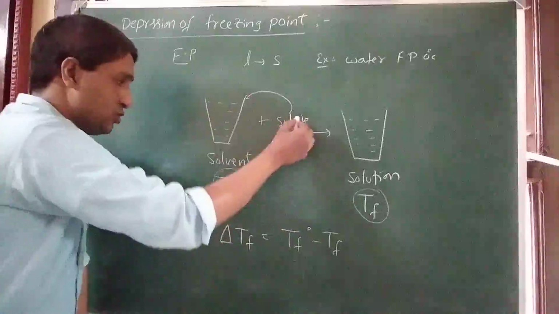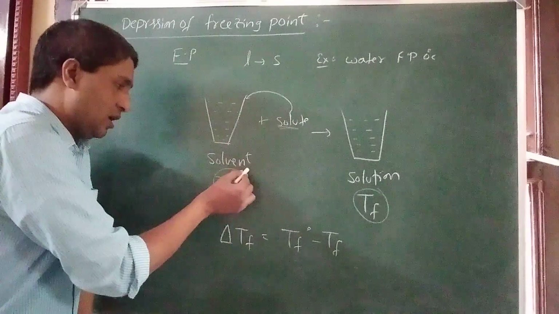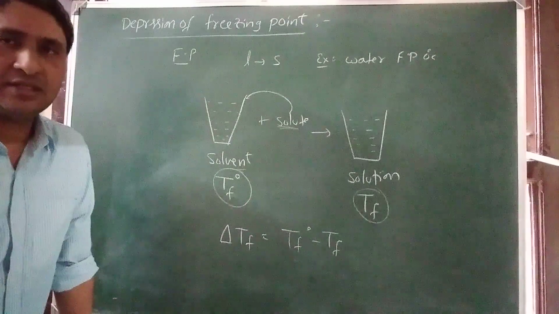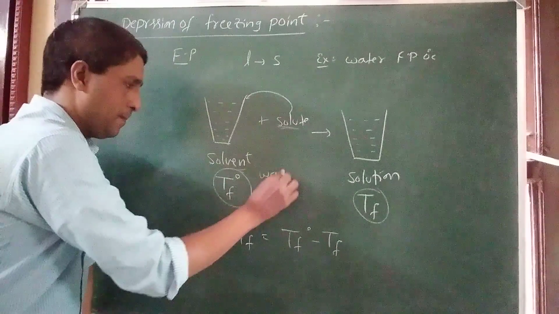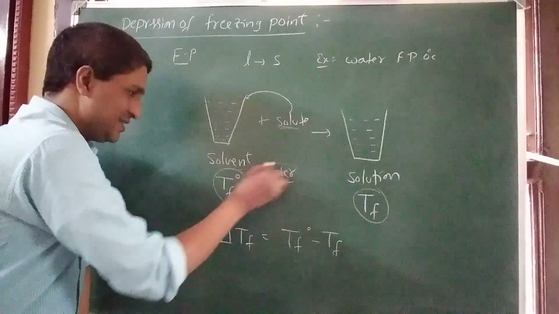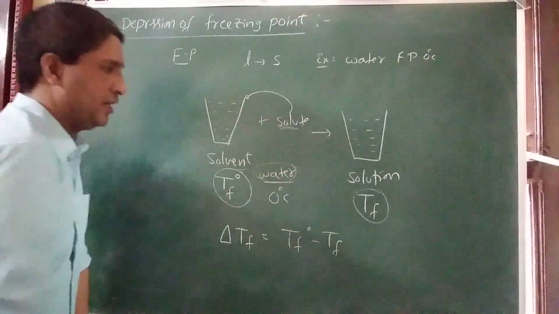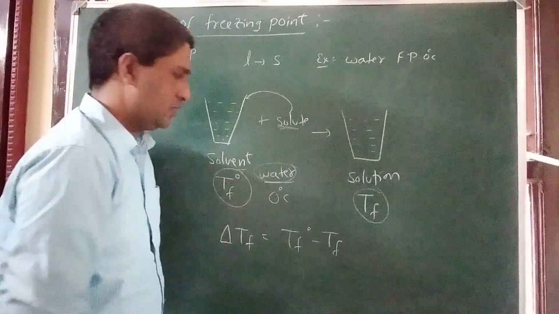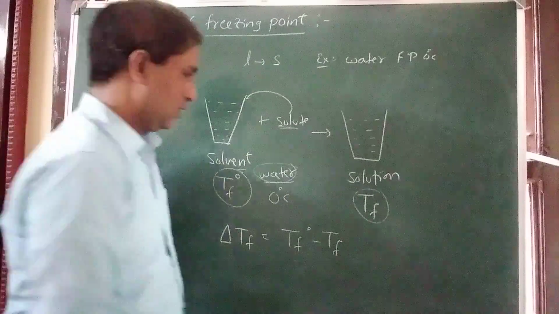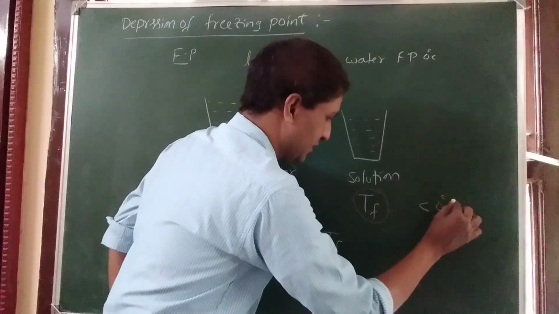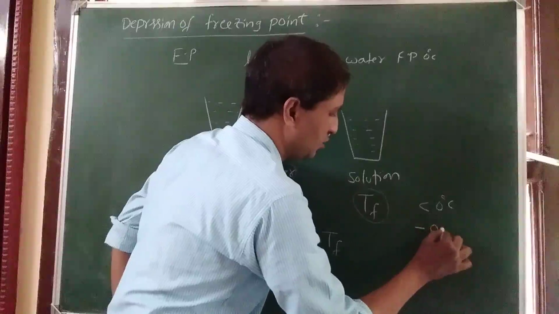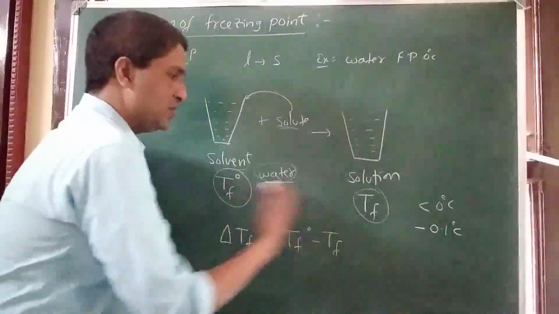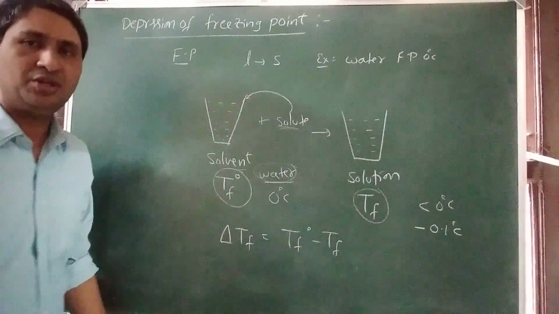When we add a non-volatile solute to the solvent and it converts to solution, at the same time the freezing point of the solution decreases. Suppose this one is water. Water is the solvent here. Its freezing point is 0 degrees centigrade. When we add glucose or starch or urea to the water, it converts to its solution. Its freezing point is less than 0 degrees centigrade, that means minus 0.1 or minus 0.2 degrees centigrade. The difference between these two freezing points is known as depression in freezing point.